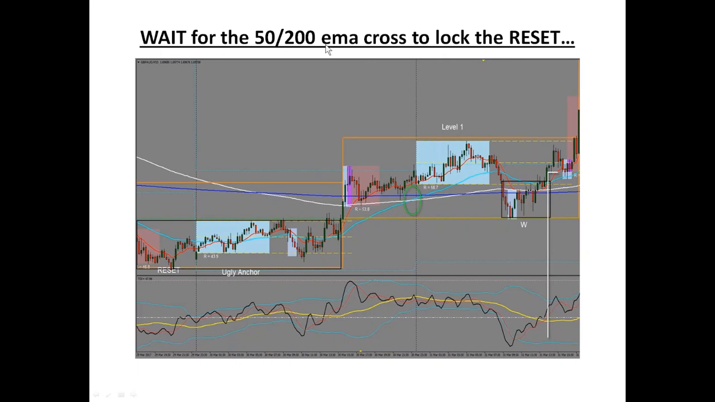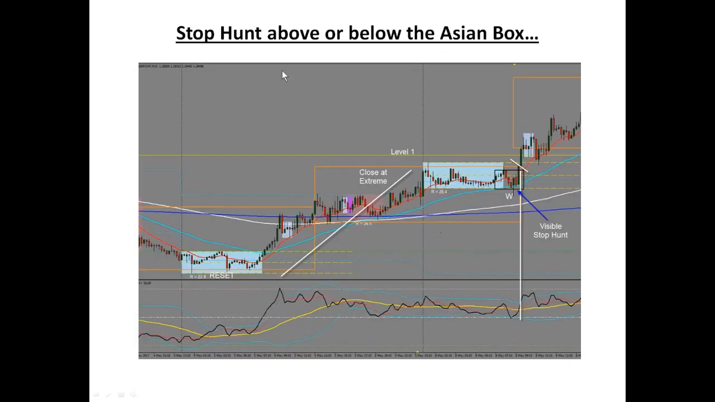So wait for the 50-200 EMA to lock the reset anchor. Then you look for a visible stop hunt above or below the Asian box. Anchor closes the extremal structure one ADR off the low. Consolidate, visible stop hunt. Hit it, close above 13, back below, back above. That's a W formation or a half a bat. That's why you have a shark fin. Shark fin, half a bat. Long. The visible stop hunt is the key.